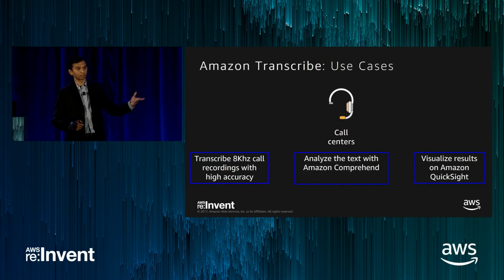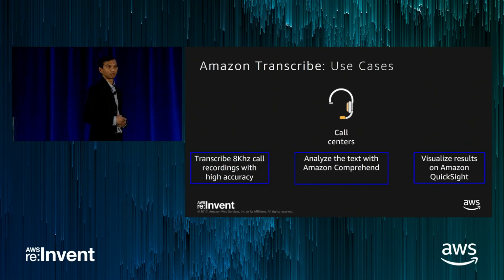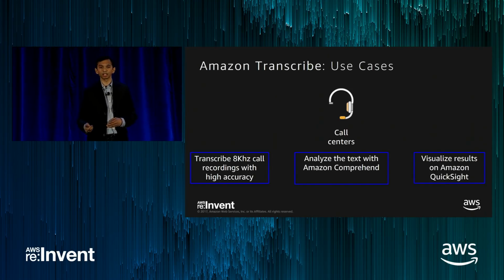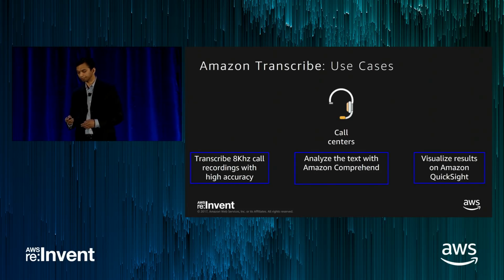So you would use Transcribe to get text from your 8 kilohertz audio recordings, analyze it with Comprehend, and then visualize the results with QuickSight. Really simple.